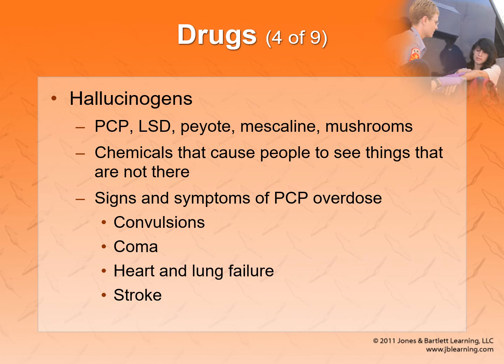All right, hallucinogens. We don't see these as much as, for example, alcohol or opiates, but they're out there. They include things like PCP, LSD, peyote, mescaline, mushrooms, ketamine, those kinds of things. They hallucinate. They see things that aren't there. Not only do they have these hallucinations, they can also have convulsions. They can go into a coma. Their heart and lungs can fail. They can even have a stroke. So ask some of those questions about the drugs they took, like what did you take, how much did you take, when did you take it.